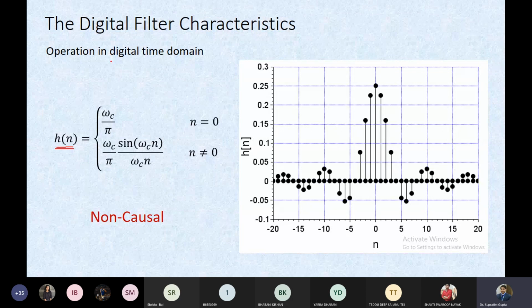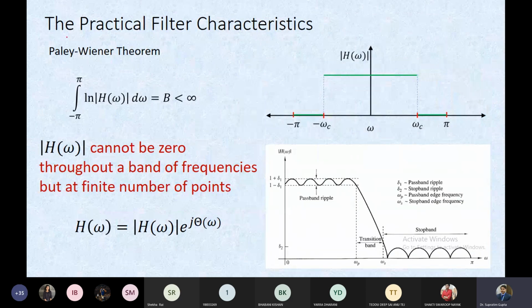Then what are the practical filter characteristics? This has actually been proved by the Paley-Wiener theorem, which tells us that for the ideal case, this particular integral should be finite. If I apply this, then we can say that this amplitude, |H(omega)|, cannot be zero throughout a band of frequencies, but only at a finite number of points. The implication is that we cannot have a constant one here, but a wavy kind of thing, which will vary within this band, right? And the same thing will happen for this zone.